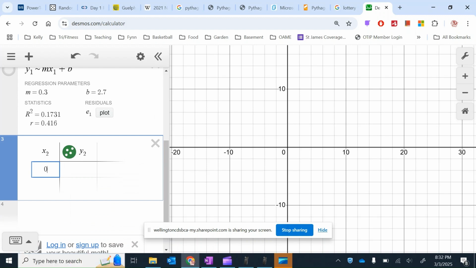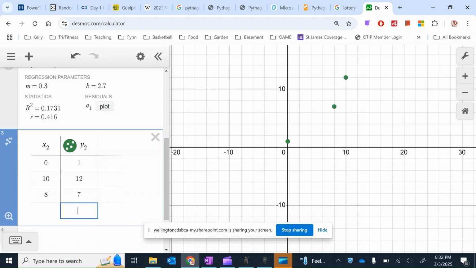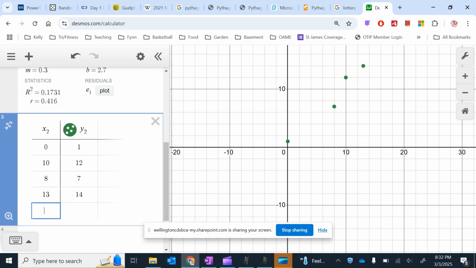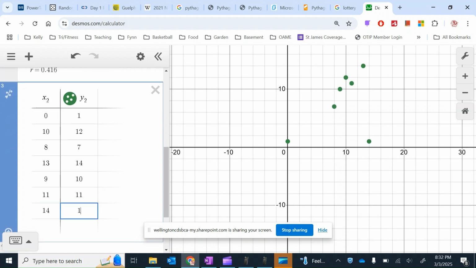If you follow typing as long as mine too: 10, 12, 8, 7, 13, 14, 9, 10, 11, 11, 14, 13. So there I made my scatter plot right here.